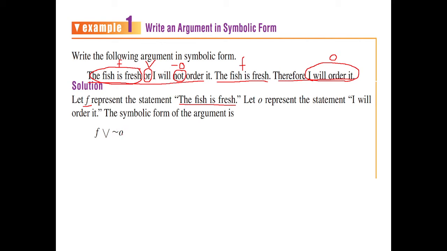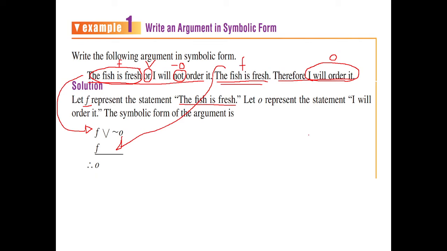That is the meaning of the first premise. The second premise, the fish is fresh. How do I write that, class? Just the letter F. Next is the conclusion. Therefore, is it negative O? It's positive, right? Okay, just positive O. The negative O is the one with not. Since there is no not, it's just I will order it, so we just put O.